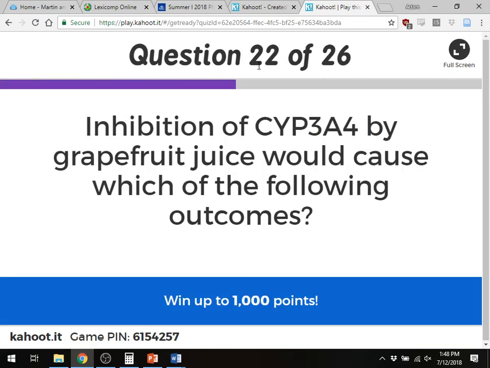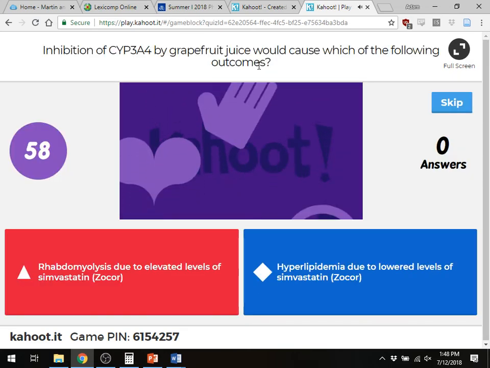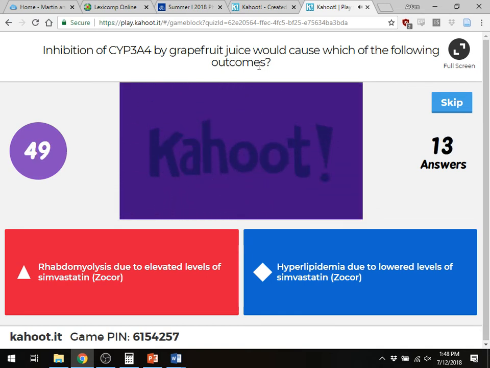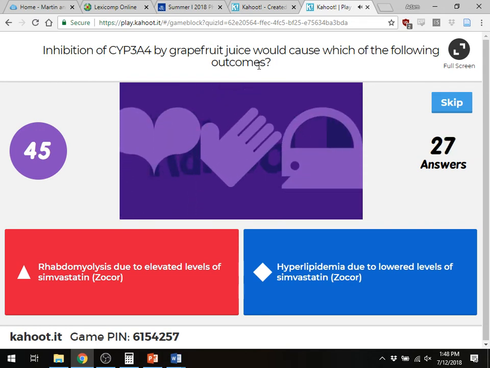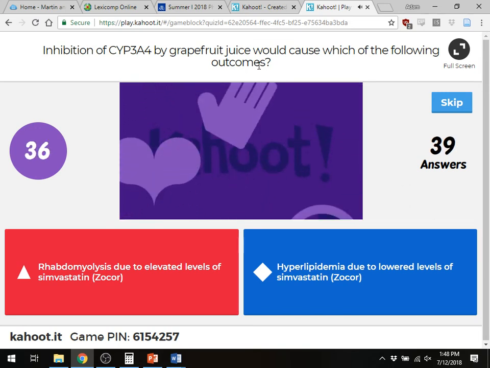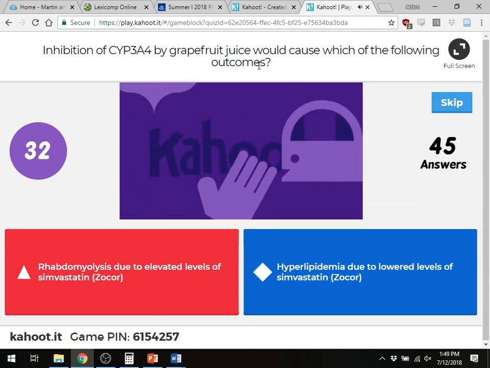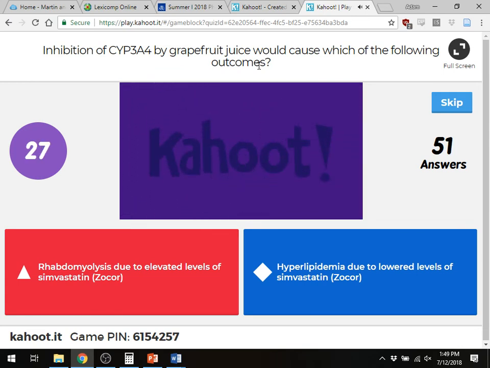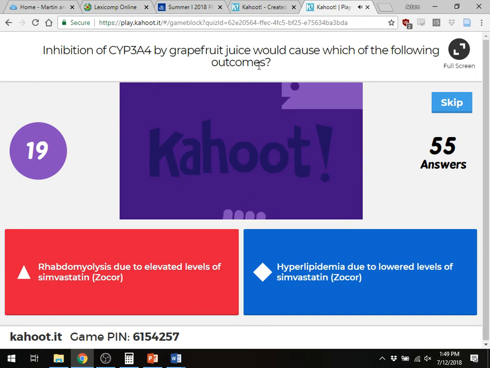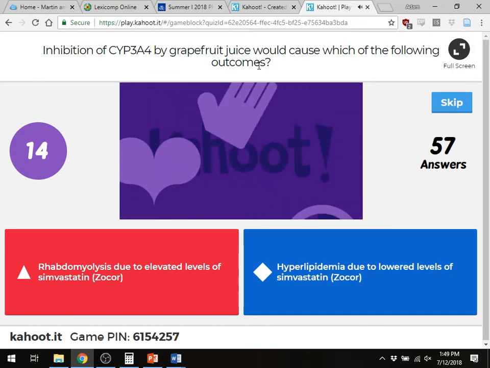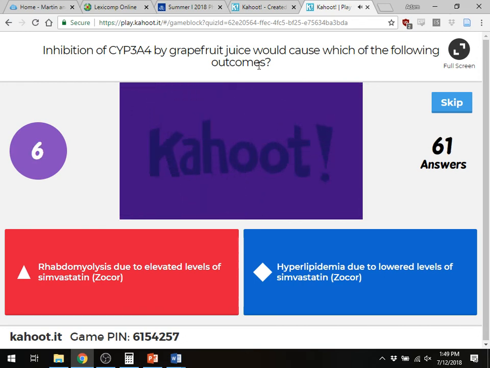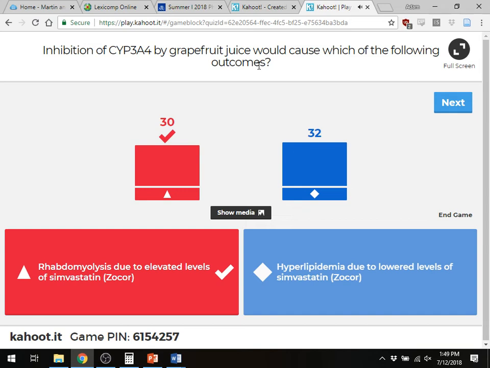Inhibition of CYP3A4 by grapefruit juice would cause which of the following outcomes? Assuming we're dealing with a drug that is metabolized by that. So would you see rhabdomyolysis due to elevated levels of simvastatin? Or would you see hyperlipidemia worsen due to lowered levels of simvastatin? So we're inhibiting CYP3A4 with grapefruit juice. Which would you see? You have a 50-50 shot of getting this one right. Just assume simvastatin is metabolized by CYP3A4. Again, character limits are kind of annoying. Wow, this is right down the middle here almost.